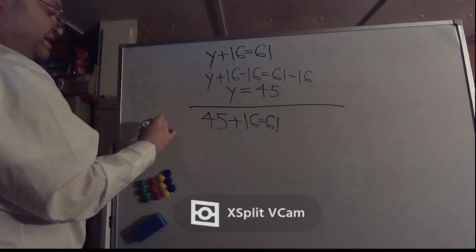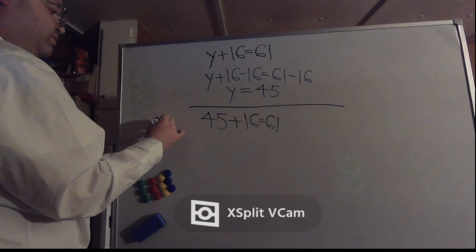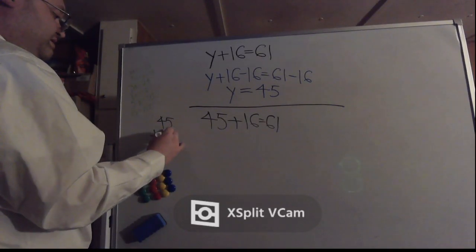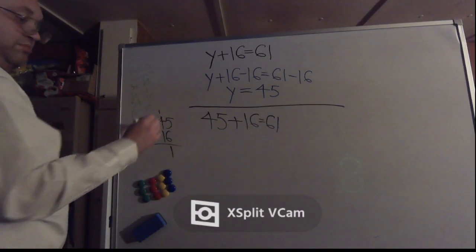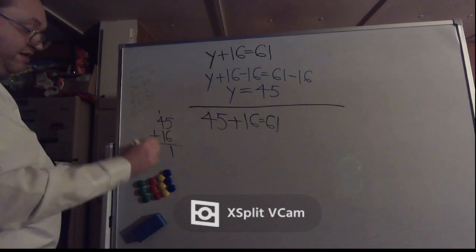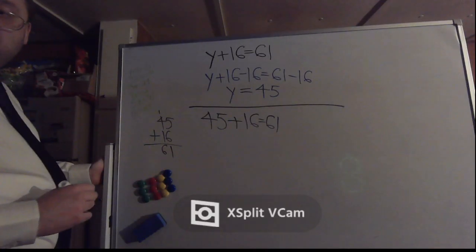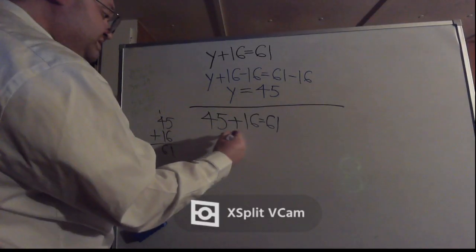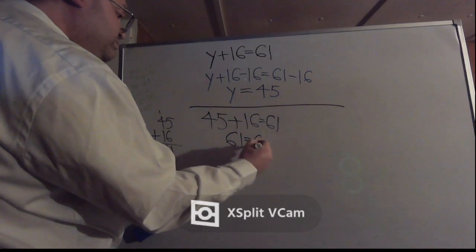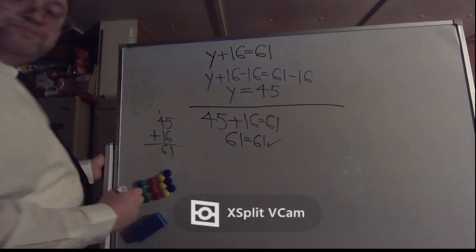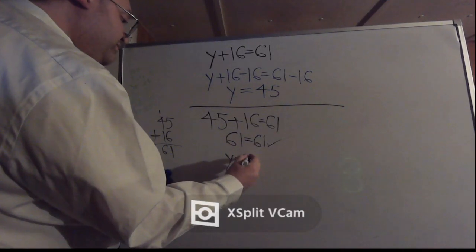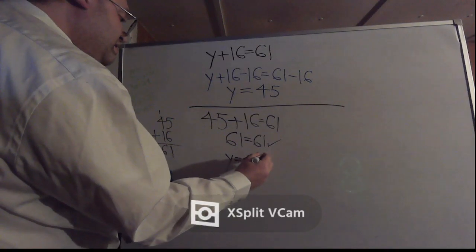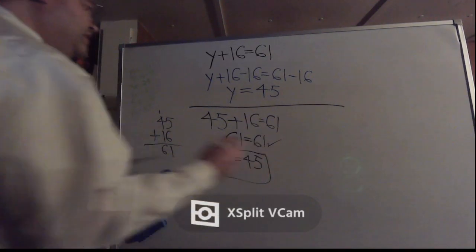So off to the side, you'll work your addition problem. 45 plus 16. 5 and 6 is 11. Have the 1. Carry the 1. 1 plus 4 is 5. 5 plus 1 is 6. In fact, we do get 61. So 61 equals 61. That's a true statement. So therefore, y equals 45. We can absolutely declare that.